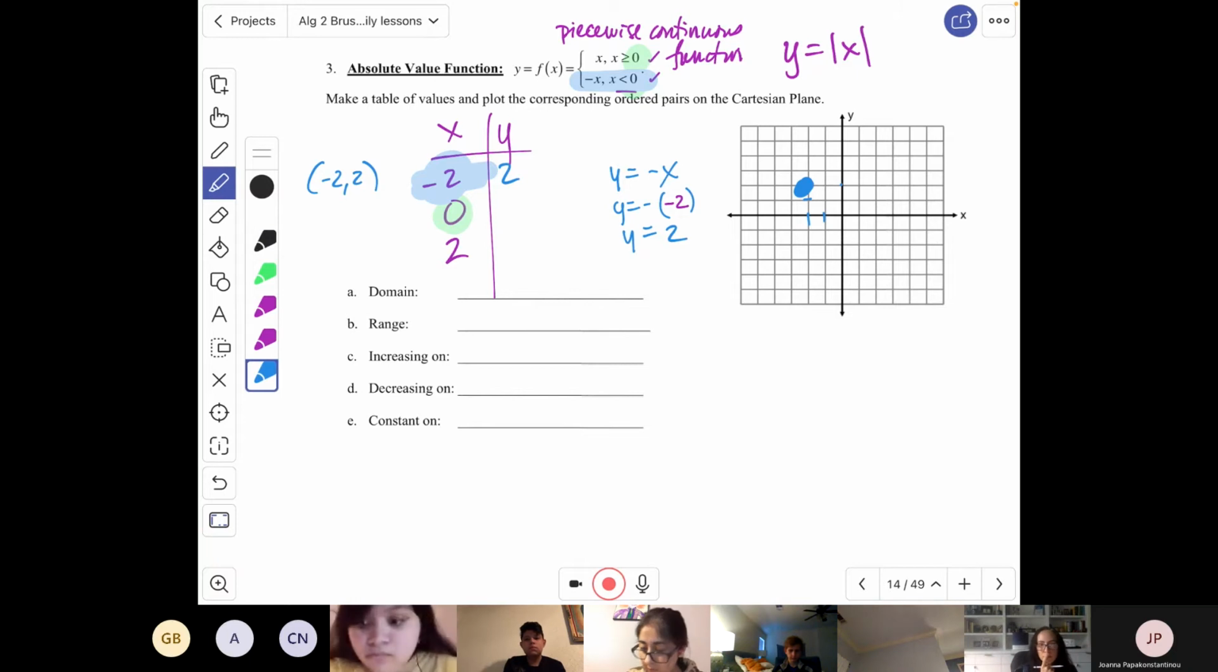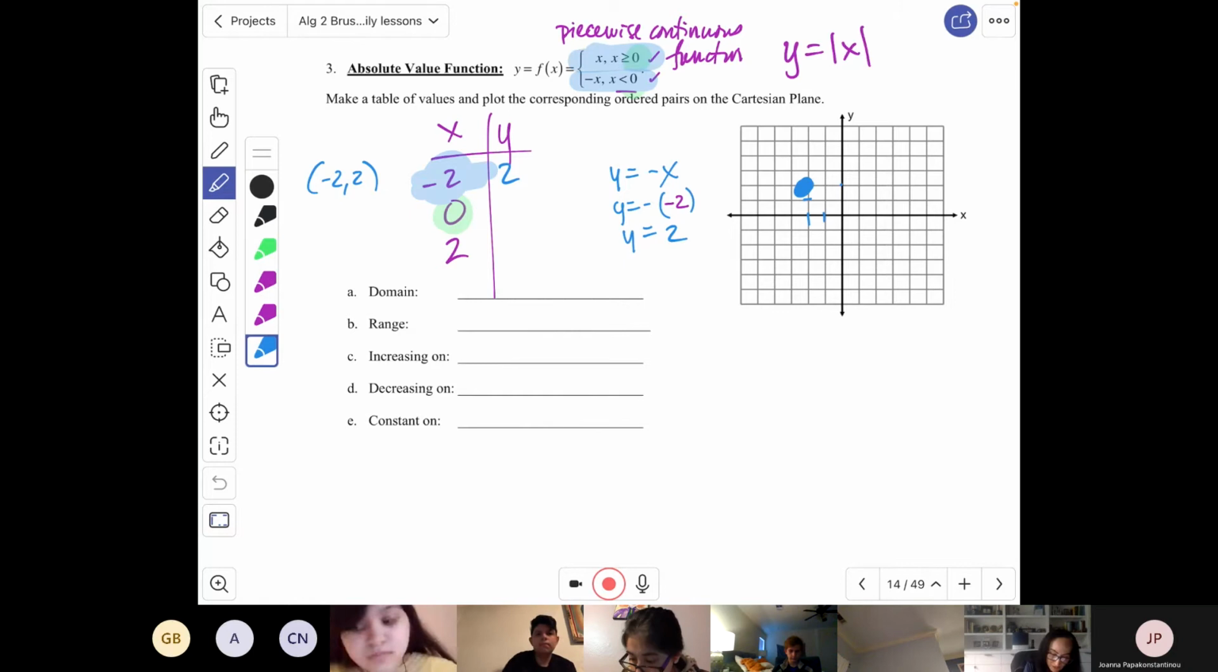Which equation is valid for when x is equal to 0? The first one, because do you see that "or equal to"? That's saying use me if x is equal to 0 or greater than 0.